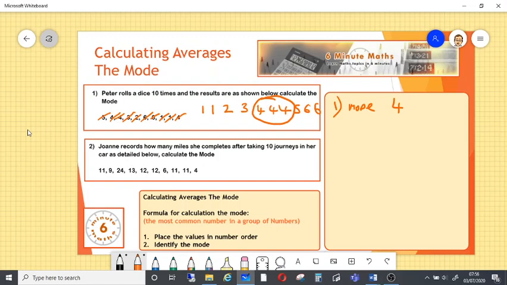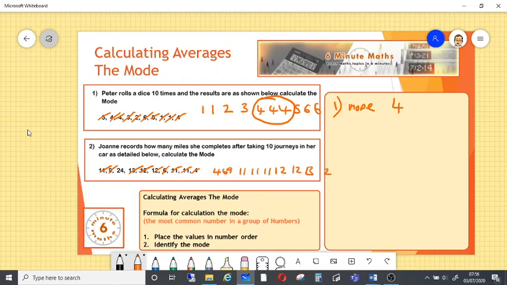Joanne records how many miles she completes after taking 10 journeys in her car, as detailed below. Calculate the mode. So we'll do the same thing again. We've got 4. Then we've got 9. Then we've got 11. Then 11 again. Should really split these with commas, I suppose. Then 11 again. Then I missed the 6 off there. 6. Okay. Then a 12. Then another 12. Then a 13.